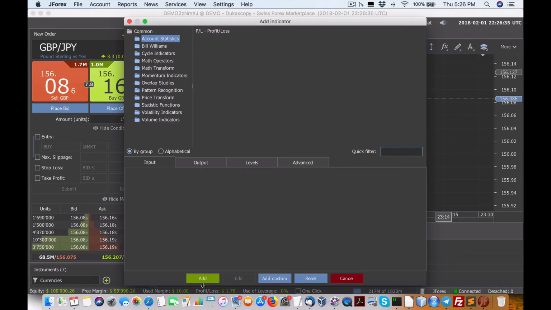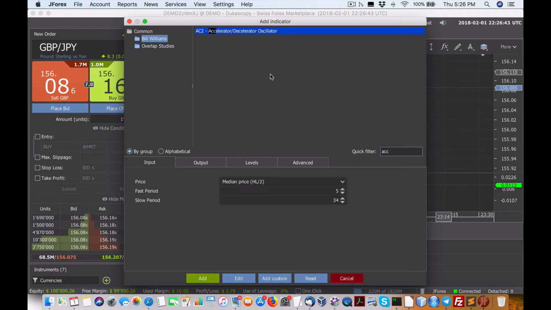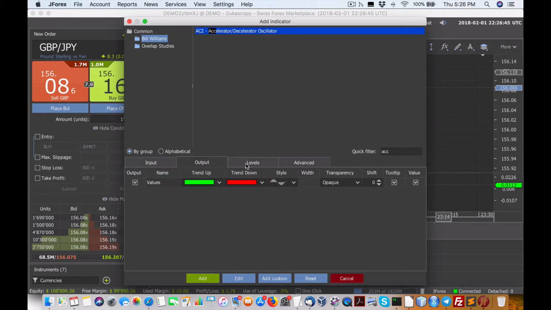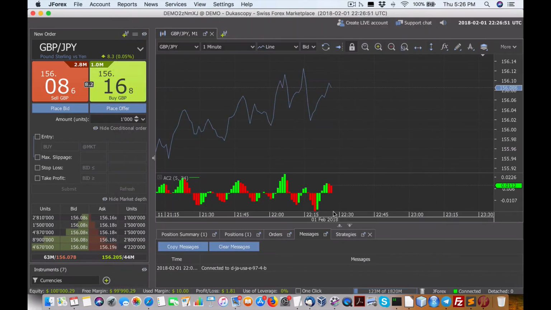So what we want is accumulator. Oops. So we want this one. I'm going to use the default. Okay, let's see how it looks. So it's a 1 minute. I'd accept that. Looks a little more accurate.